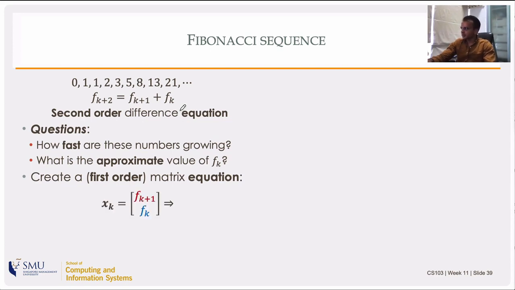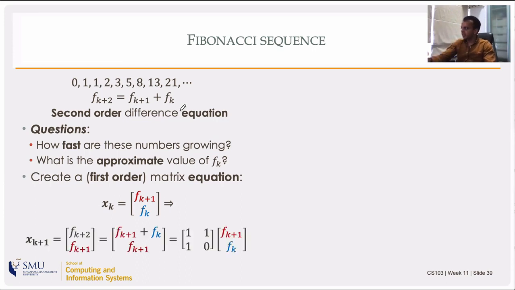Let me consider a vector which has two elements, a Fibonacci number and the previous Fibonacci number, k plus 1 and k. If I do that, then to compute the next vector, x sub k plus 1, wherever I see k, I'm going to put k plus 1, so k plus 1 plus 1 and k plus 1 here. So I get that. Now I get f k plus 2 as the first element, but I know that f k plus 2 is f k plus 1 plus f k. So I put that in there, then suddenly I can see a matrix there.